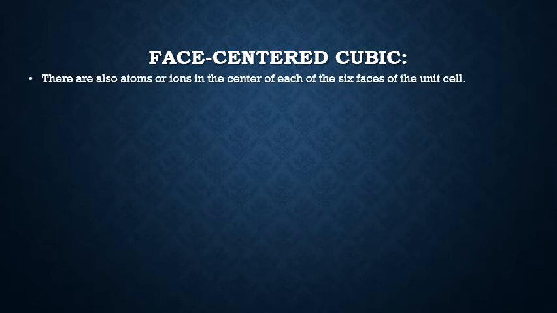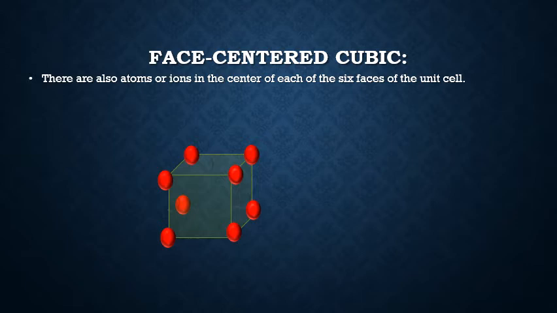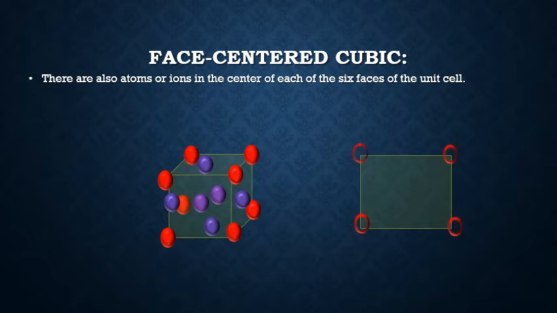Face-centered cubic. There are also atoms, or ions, in the center of each of the 6 faces of the unit cell, as shown here. The representation of individual faces is shown here, where the red-colored ball represents the corner atom, and the purple-colored ball represents the face-centered atom.